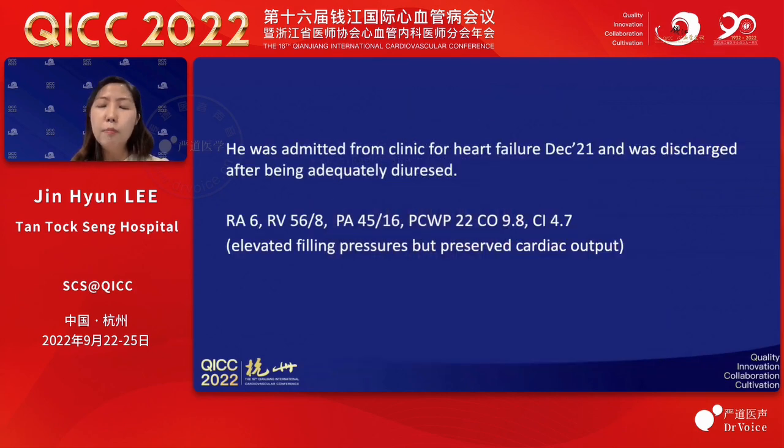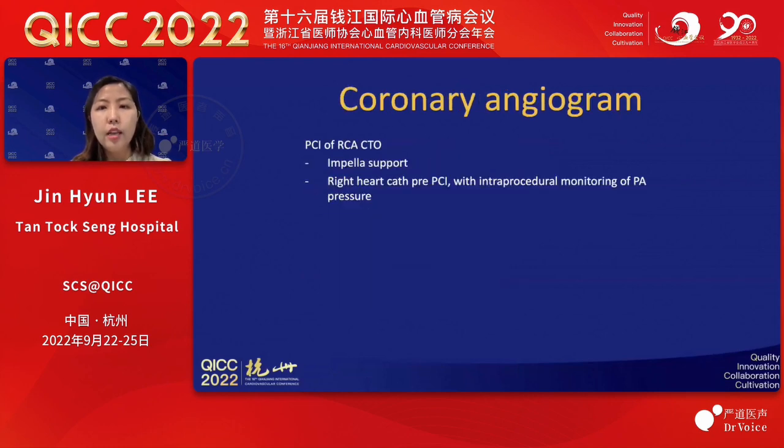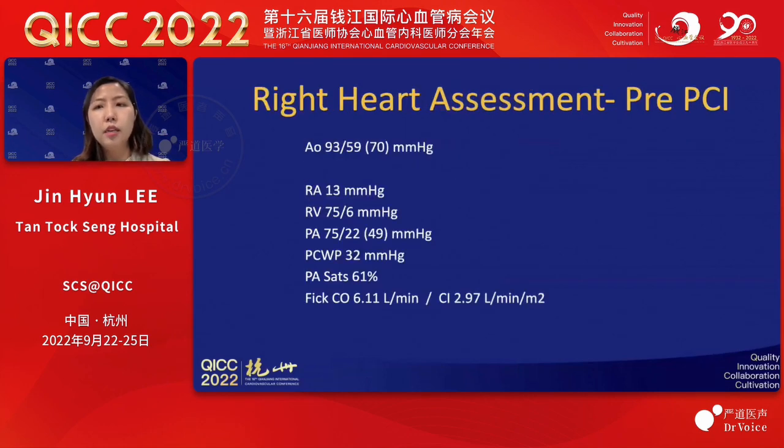Upon reviewing him in clinic, he was in heart failure. Right heart cath readings showed elevated filling pressures, so he was adequately diuresed. He was seen in clinic and consented for PCI to the RCA. First we did a right heart, which showed a wedge of 32, mixed venous sats of 61, preserved cardiac output.